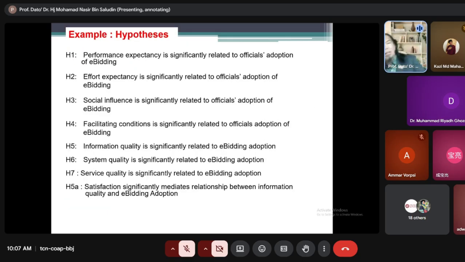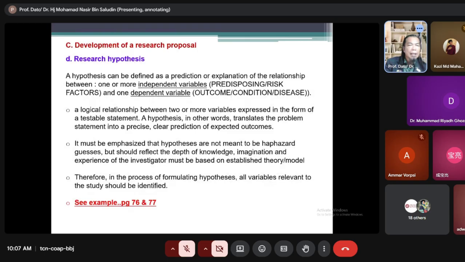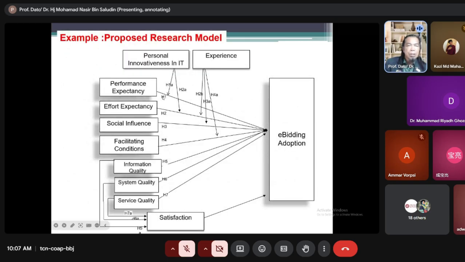Okay. Example of hypothesis. Hypothesis 1. Performance expectancy is significantly related to official adoption of e-bidding. H2, effort expectancy is significantly related to the official adoption of e-bidding. Here we can look at the directional hypotheses: H1, H1A, H1B, H2, H2A, H2B, to H3 until H7, H7A.